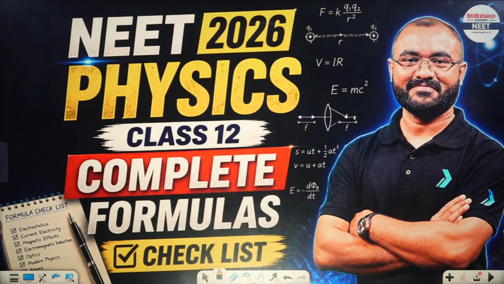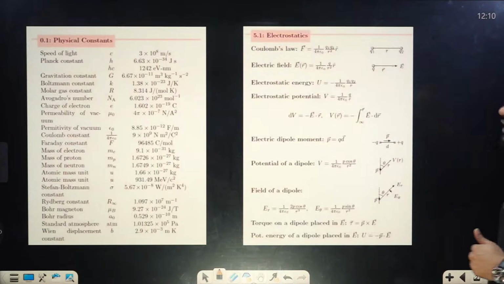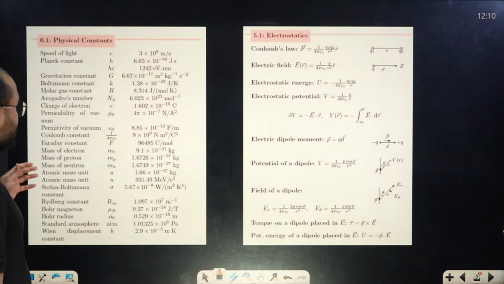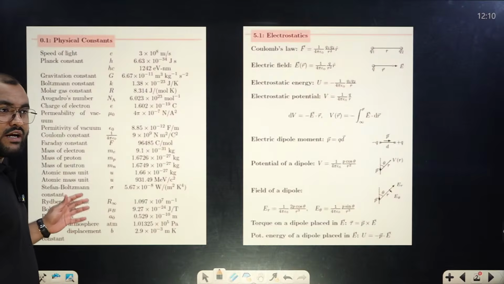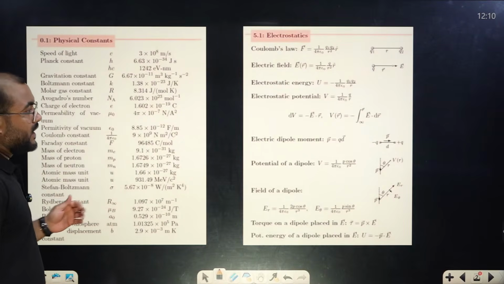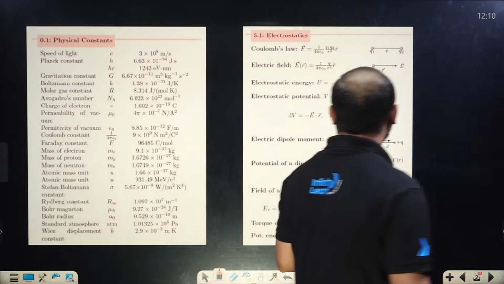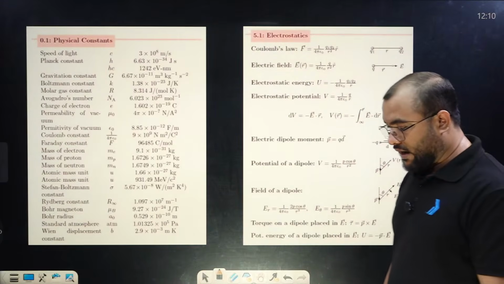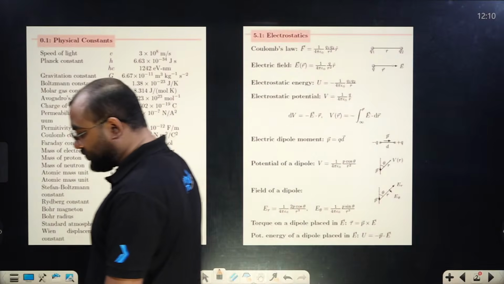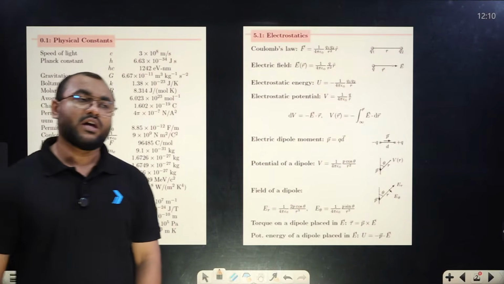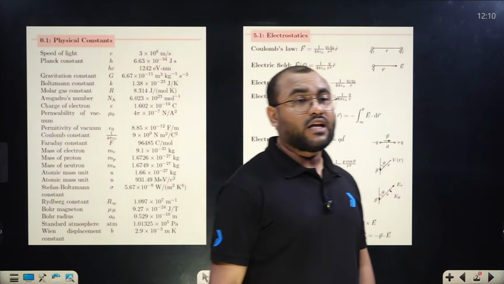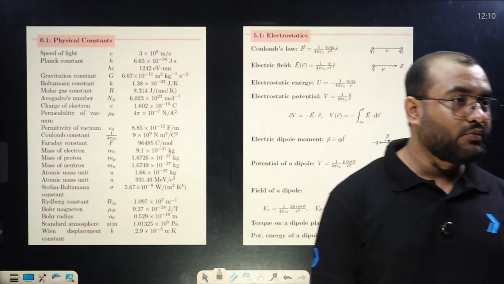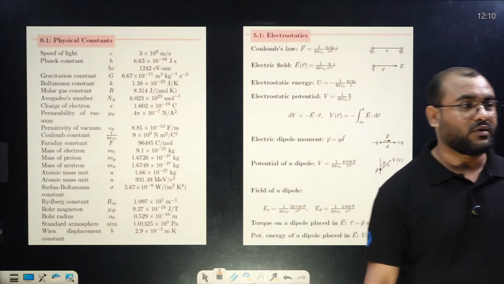Let us start, everyone. I believe you are able to see the screen. These are the physical constants that we use throughout grade 11 and grade 12. Now we'll start with the electrostatics chapter. So we know about Coulomb's law. What is Coulomb's law? Basically, in Coulomb's law, we will be trying to find out the force by which the two charges are getting influenced, whether it is repulsion or attraction. We'll talk about the force that is there between the two charges.